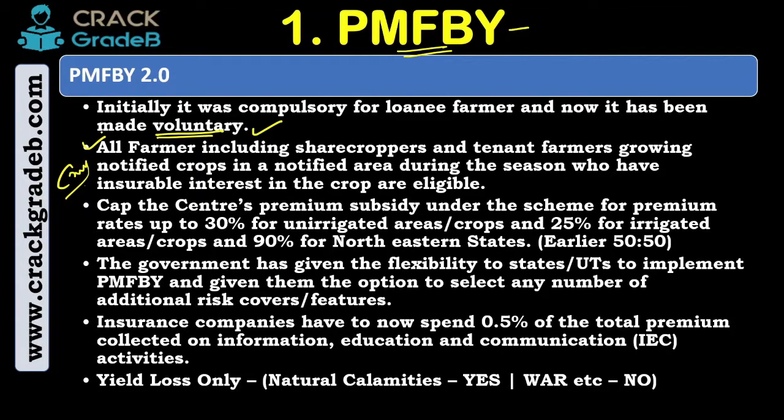Now, let's move forward. What is the capping? The cap on the centre's premium subsidy under the scheme is for premium rates up to 30% for unirrigated areas and crops, 25% for irrigated areas and crops, and 90% for northeastern states. So this is very important. You will have to remember.